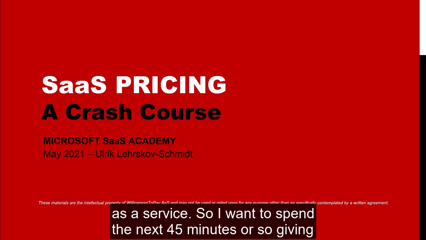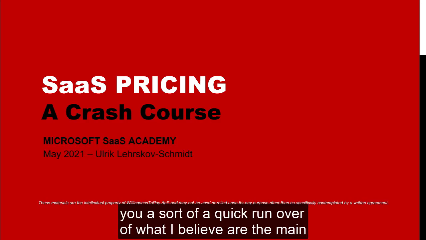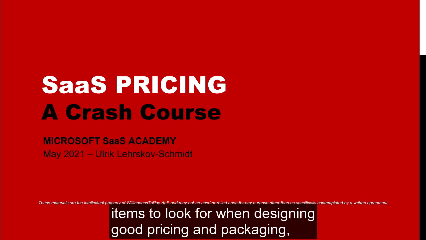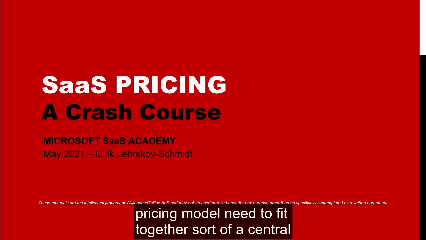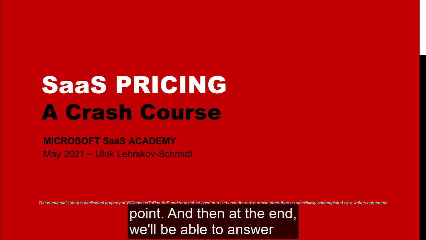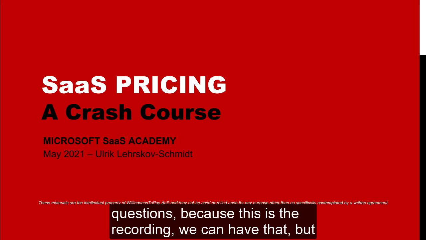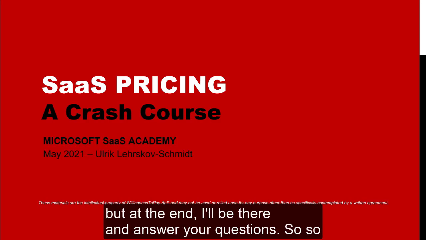So I want to spend the next 45 minutes or so giving you a quick run over of what I believe are the main items to look for when designing good pricing and packaging, because those two are integrated. The product and the pricing model need to fit together. That's a central point. And then at the end, we'll be able to answer questions. Because this is a recording, we can't have that. But at the end, I'll be there and answer your questions. So just note them down and we'll get to them.